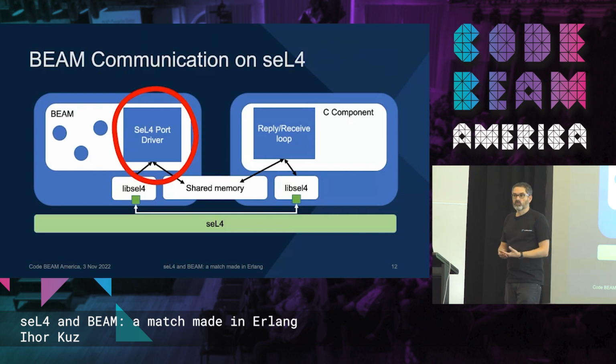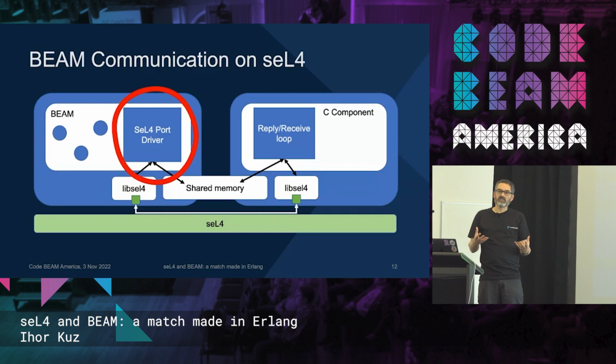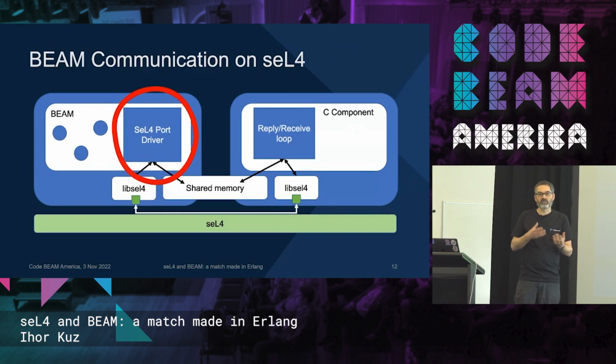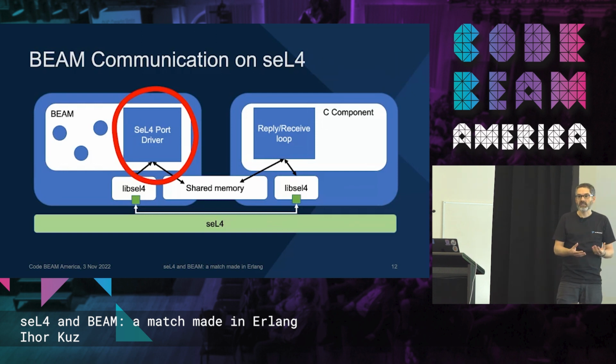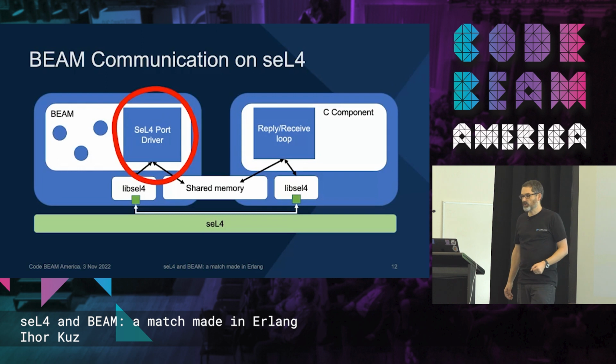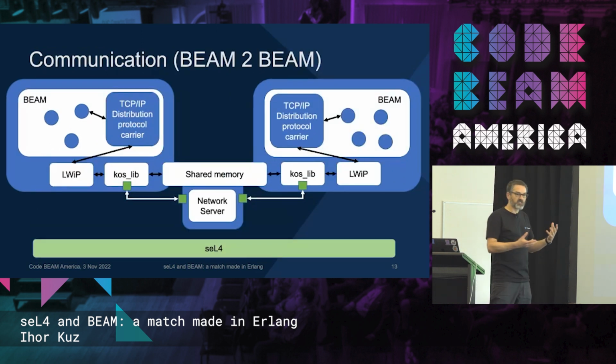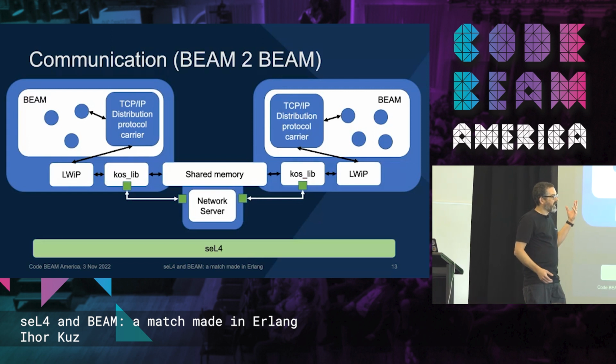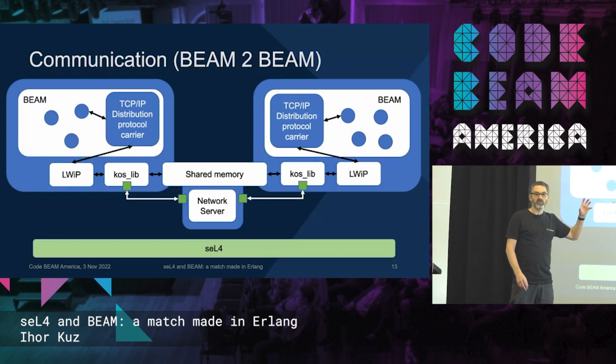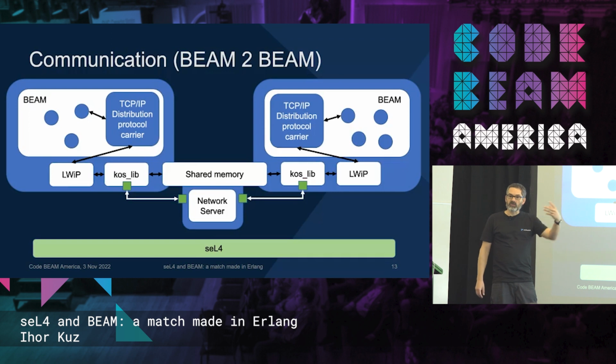Now, this works well, but it breaks whatever communication abstractions that Erlang or Elixir or the Beam provide us. It's not using the message passing that Erlang and Elixir provide. So the other thing we can do is take advantage of the distribution protocol and have communication between Beams using that distribution protocol, actually sending Erlang Elixir messages and so on.